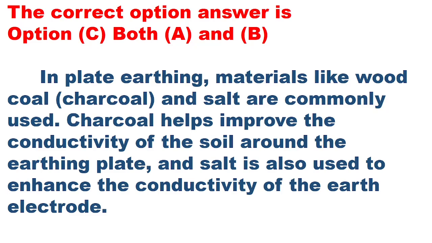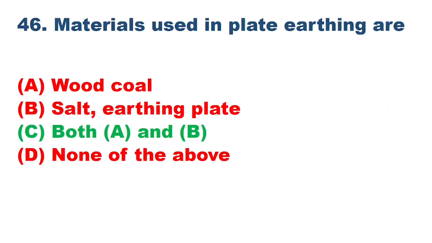In plate earthing, materials like wood coal, that is charcoal, and salt are commonly used. Charcoal helps improve the conductivity of the soil around the earthing plate, and salt is also used to enhance the conductivity of the earth electrode. So option C is the right answer here, where both A, that is wood coal, and B, salt and earthing plate, are the right answers.